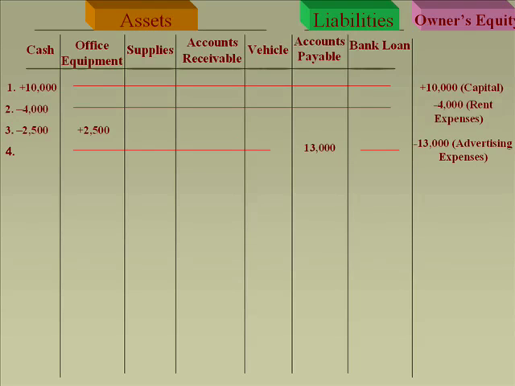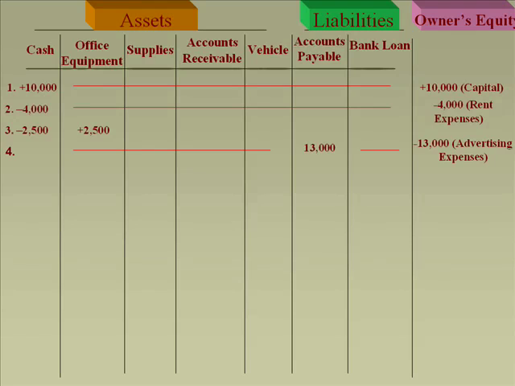Advertising expense, is that good for owner's equity or bad for owner's equity? I just told you expenses are bad for equity. So under equity, it's minus 13,000. You created a liability because you owe 13,000 to accounts payable. The liability increased. So under accounts payable, it's plus 13.